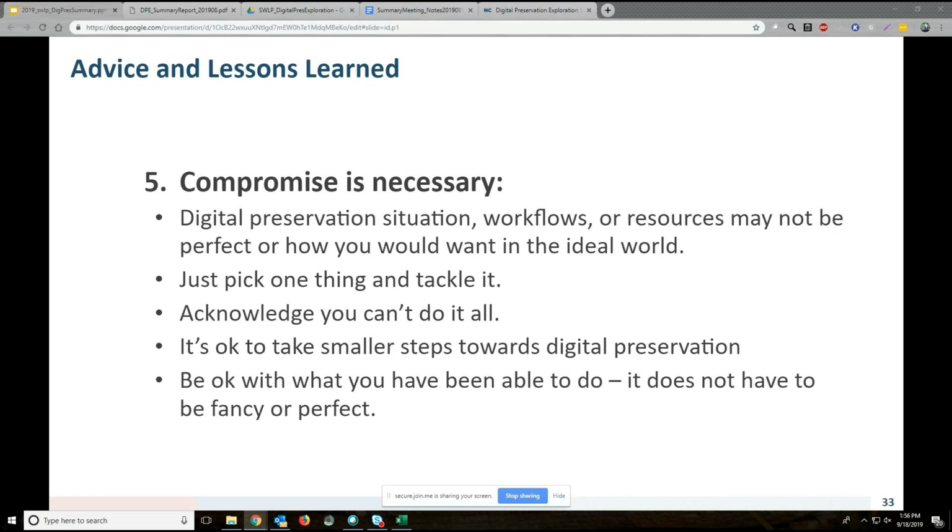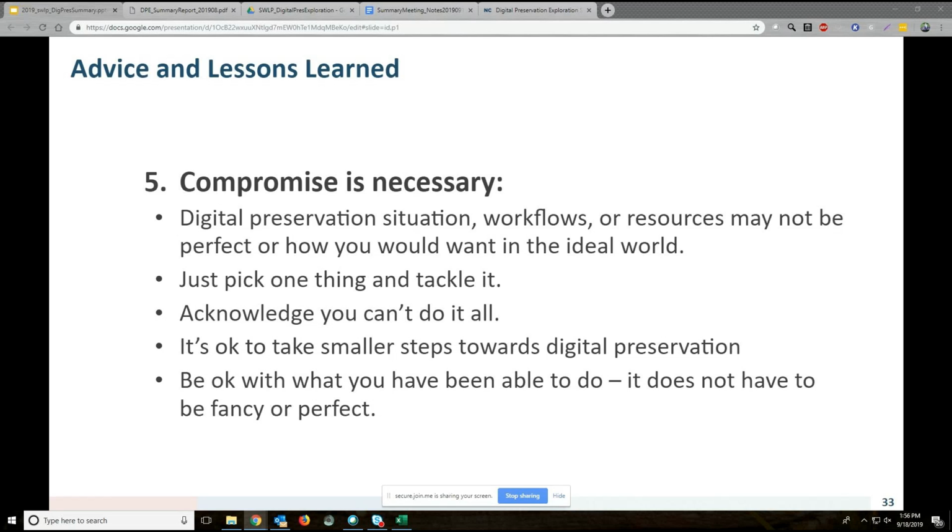Acknowledge that you can't do it all, and that's okay. It's also okay to take smaller steps towards digital preservation. There's a lot of stuff. It can be overwhelming. There are a lot of levels you can focus on. Do what is reasonable for you in the moment, and then be okay with what you have been able to do. It doesn't have to be fancy or perfect.